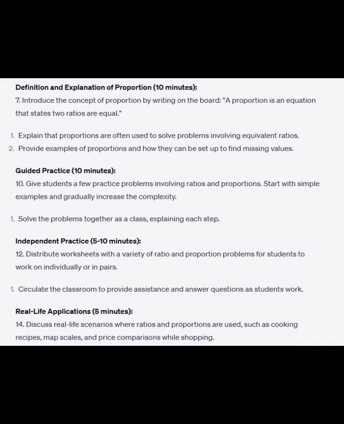Real-life applications, 5 minutes. 14. Discuss real-life scenarios where ratios and proportions are used, such as cooking recipes, map scales, and price comparisons while shopping.